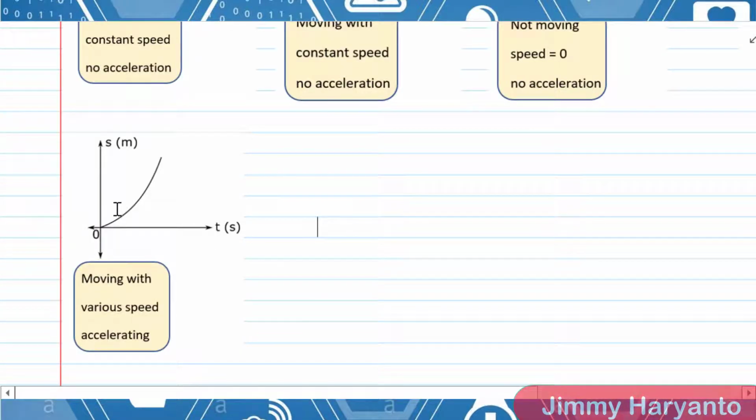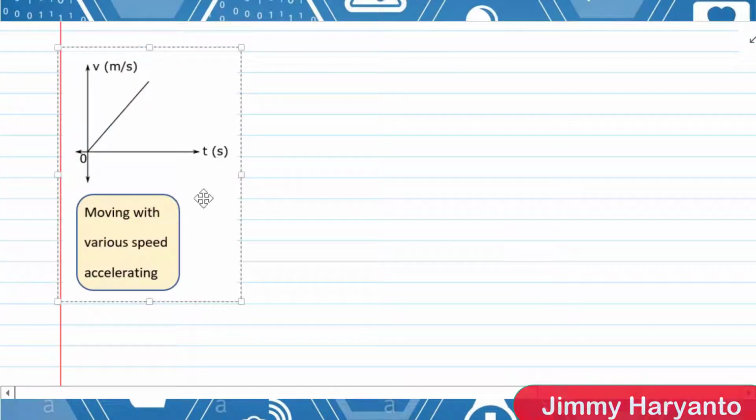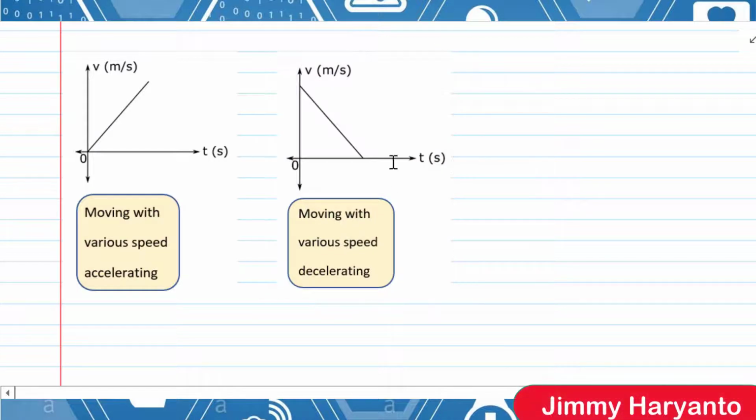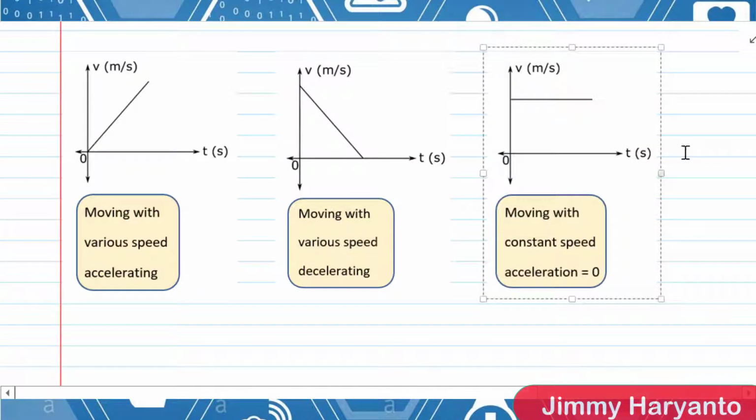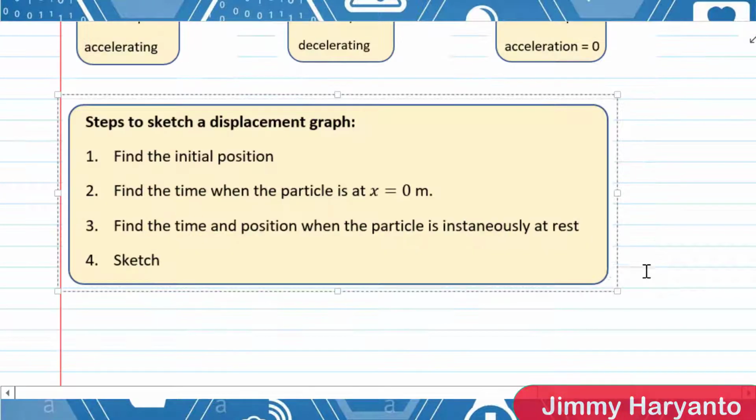Next, if the curve is like this, that means moving with various speed and the particle is accelerating. For this one, decelerating. Next is this one, moving with various speed and the particle is accelerating. This one is various speed, decelerating, and this one is constant speed, acceleration equals 0.